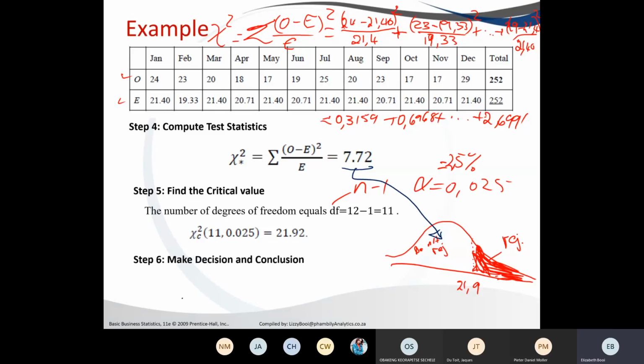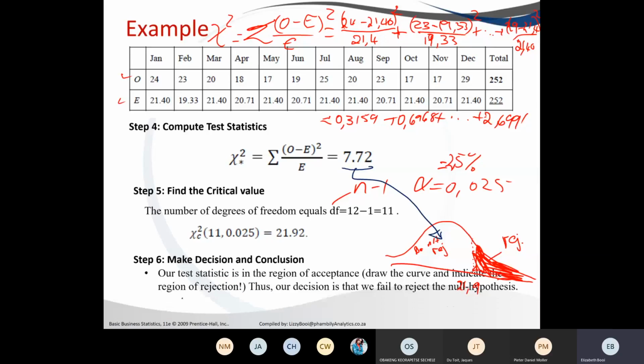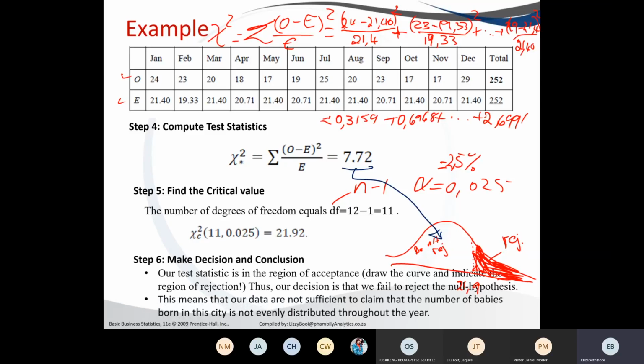And then in our conclusion, when we make the decision, since our test statistic is in the do not reject area, the decision is we do not reject the null hypothesis, and we can conclude that our data is not sufficient to claim that the number of babies in the city is not evenly distributed. And that is how you do the chi-square test.